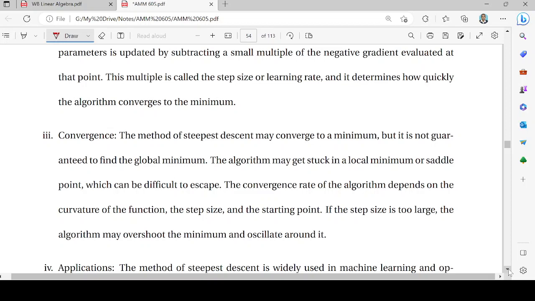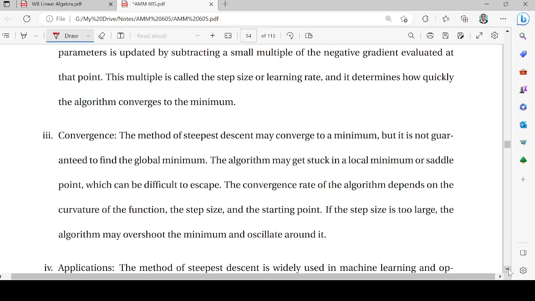Now, the convergence rate of the algorithm is based on the curvature of the function, the step size, and also the point where you start, that is your initial approximation. If the step size is taken to be a large value, then the algorithm may never converge. It may overshoot the minimum and oscillate around it.